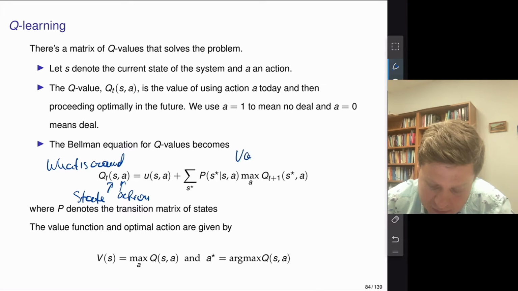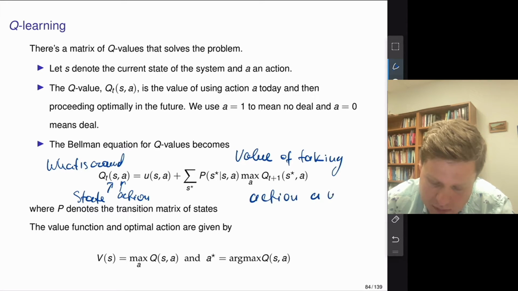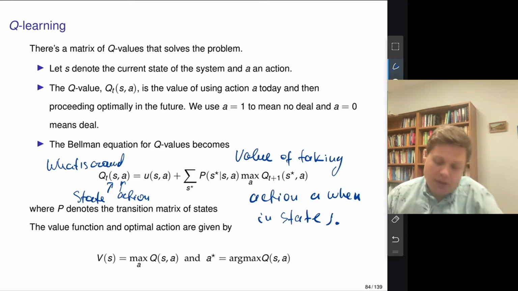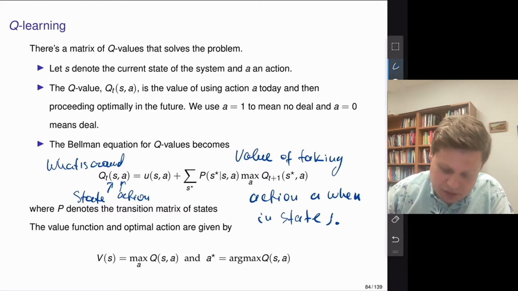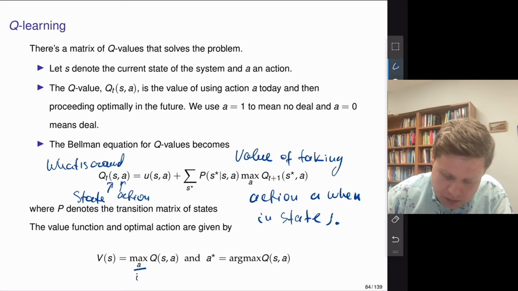So the value of taking action A when in state S. Okay, that's it. And then you design what is called the value function. The value function is basically the optimal action. So this one finds the optimal action.